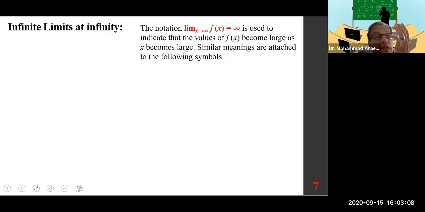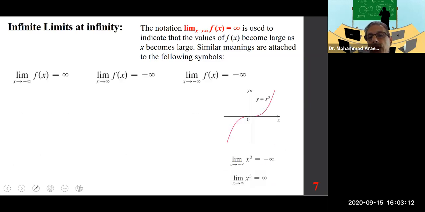So infinite limits at infinity. We already saw this, y or f of x equals x cubed. As x approaches infinity or negative infinity, the function may blow up to infinity or negative infinity. So it could be infinite limits. That's why we refer to it as infinite limits at infinity.